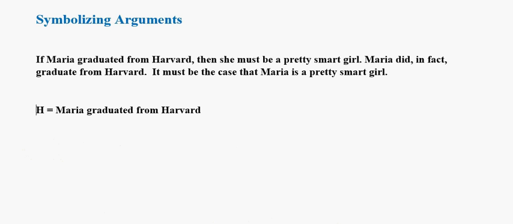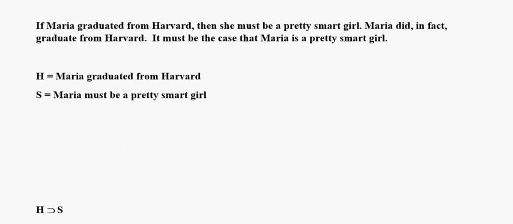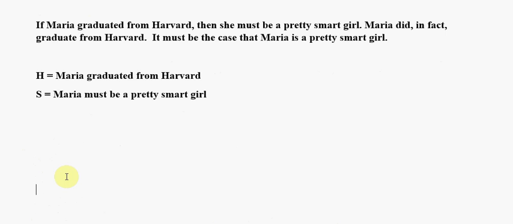Okay, now we need to symbolize the consequent. Well, the consequent is that she must be a pretty smart girl, right? Well, all we have to do is choose another letter to symbolize that whole consequent, which remember is a proposition. And the whole thing, the if-then, is a complex proposition, right? But that consequent is a proposition all on its own. And so we could use S to symbolize that she must be a pretty smart girl, right? Okay, so we have the simple statements symbolized. We have H and S.